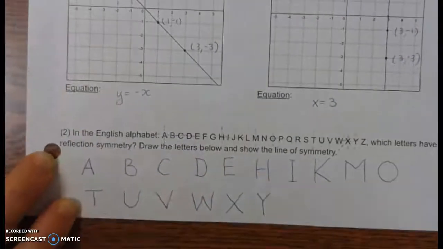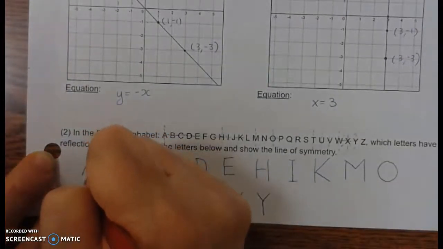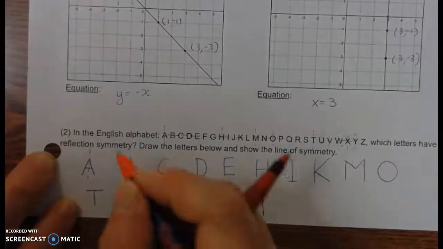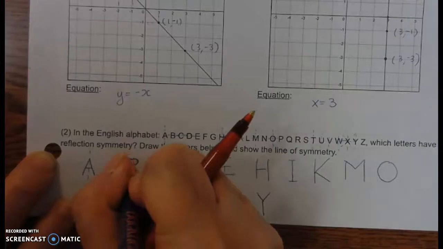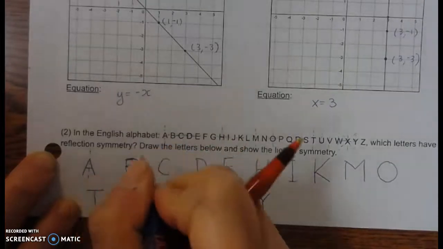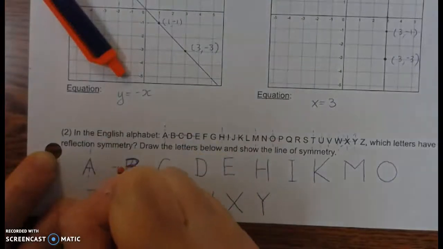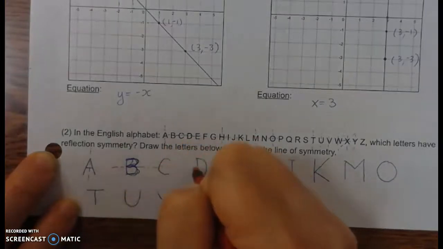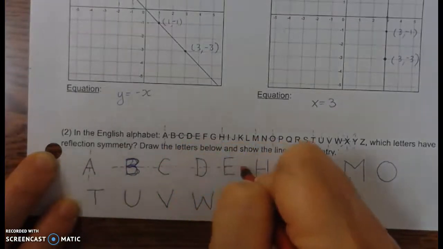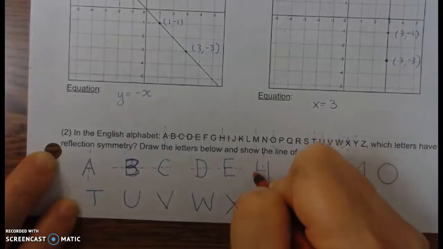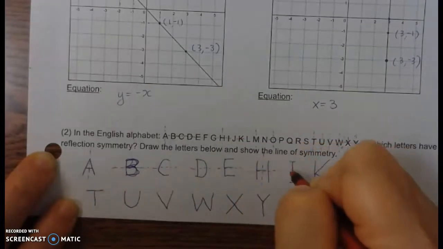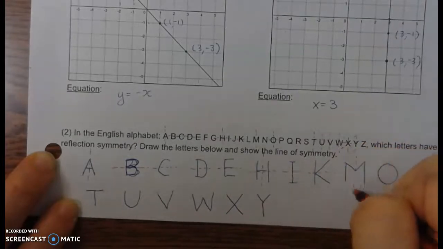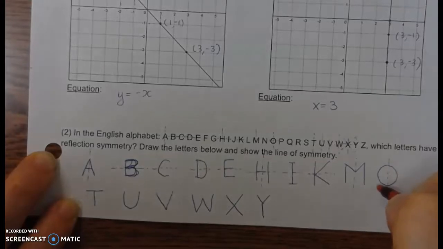And where are the reflection symmetries? A could be cut in half like so, and B, depending on how you write it, if it was written this way, where this is a symmetrical image, then you could have it cut right there or reflected right here, and C likewise here. D and E and H could be reflected along a horizontal and vertical line. I could be horizontal, K could be horizontal, M could be vertical, and O could be many different directions.